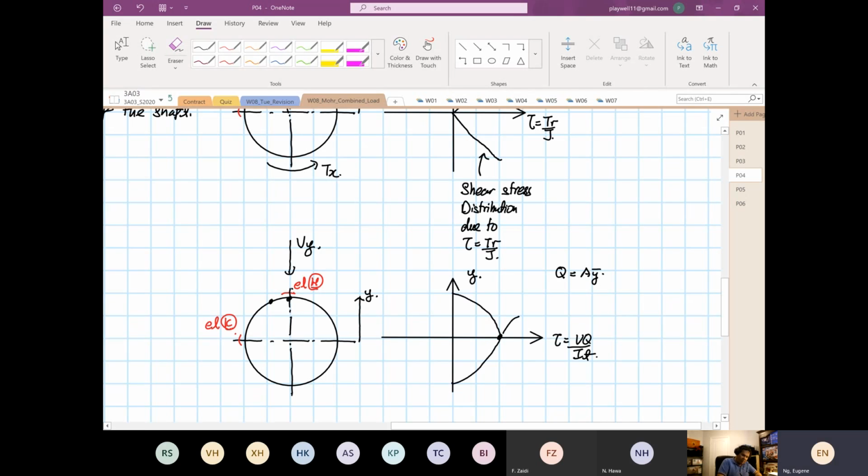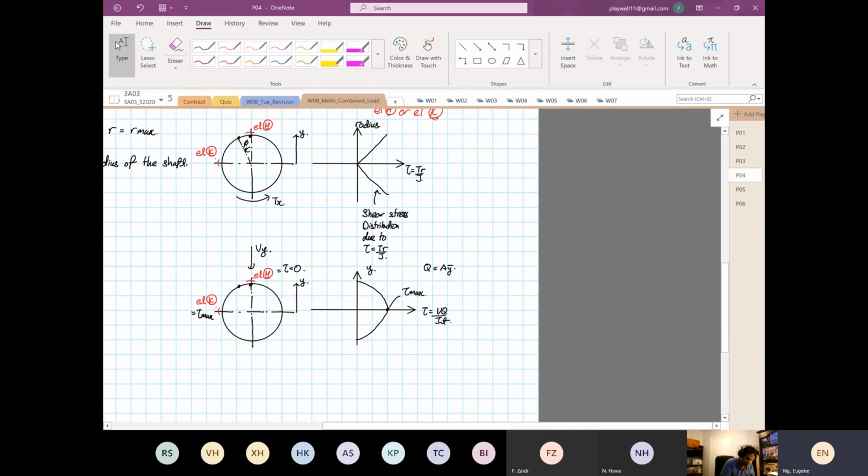Now, tau max will occur when y is equal to 0. So, i.e., element K will be equal to your tau max, which is based on VQ over IT. Element H will be equal to what? Your tau will be equal to what? 0.